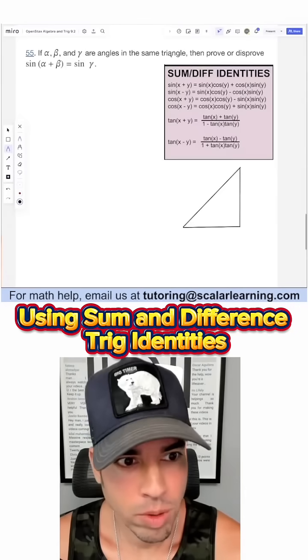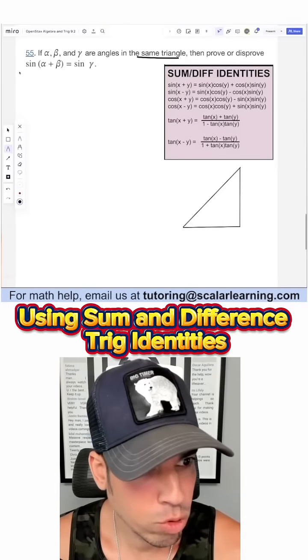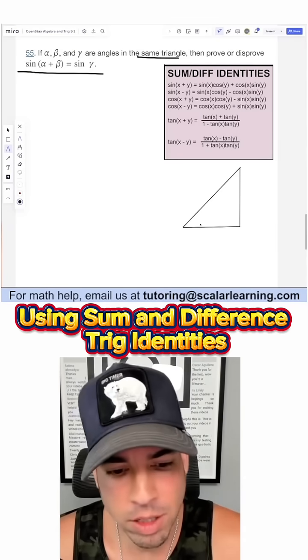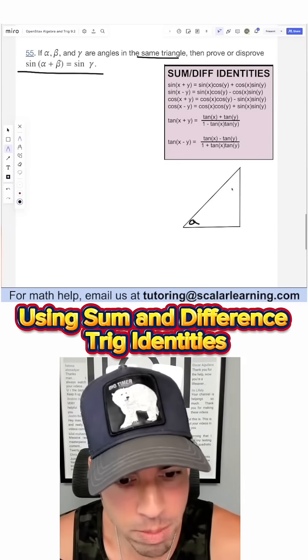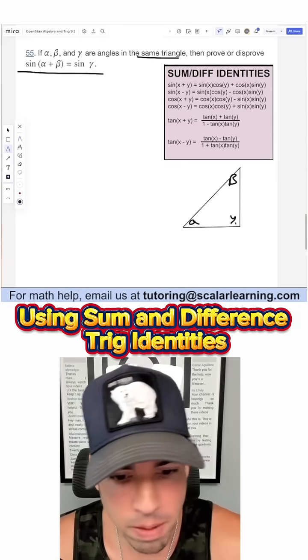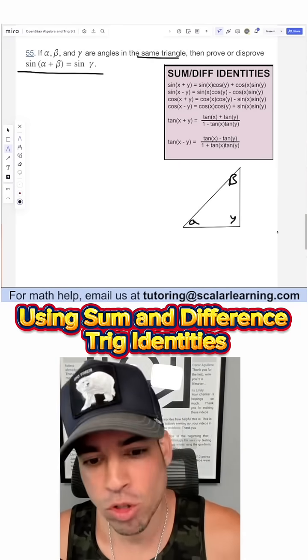So we're assuming that these three angles are in the same triangle, and then we have to prove or disprove this statement. So we can imagine, it doesn't necessarily have to be a right triangle, but we can imagine that this is A, this is B, and then this is, I know it looks like a Y, but I think it's meant to be gamma, but whatever. We'll just call it Y.